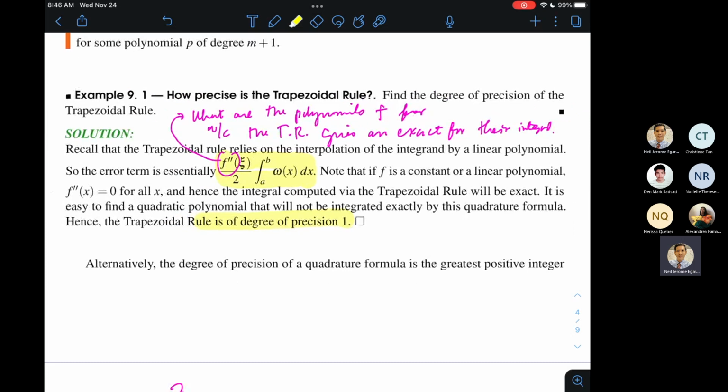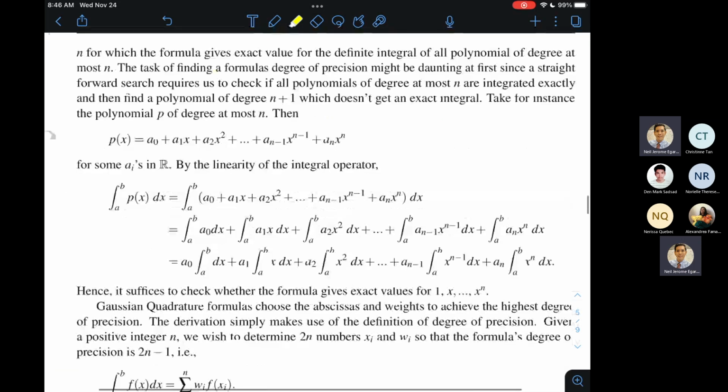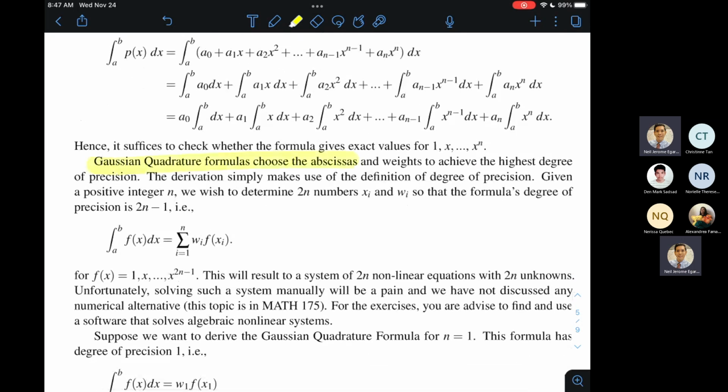Now, you probably have guessed it right. We will be choosing the nodes and associated weights to them sa Gaussian quadrature rules by maximizing the degree of precision. Okay? So yung mga quadrature rules that aims to find the maximum degree of precision for a fixed number of points is called the Gaussian quadrature rule. Okay? I think I highlighted that here.